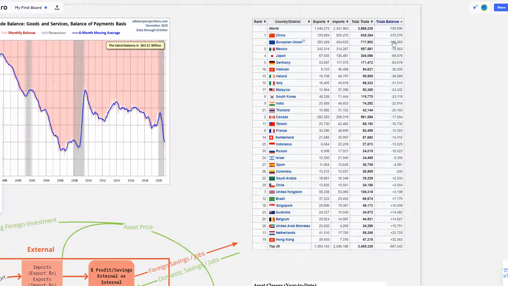It's going to go to China, right? It's going to go to Europe. It's going to go to Mexico, Japan, Germany, right? These are the countries that we import from the most. So you end up with, worldwide, it's about 800 billion right now, is what we are exporting to the rest of the world.